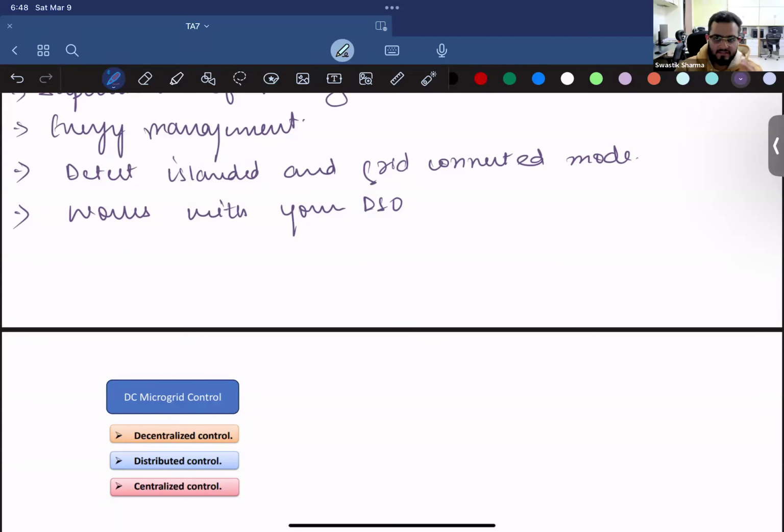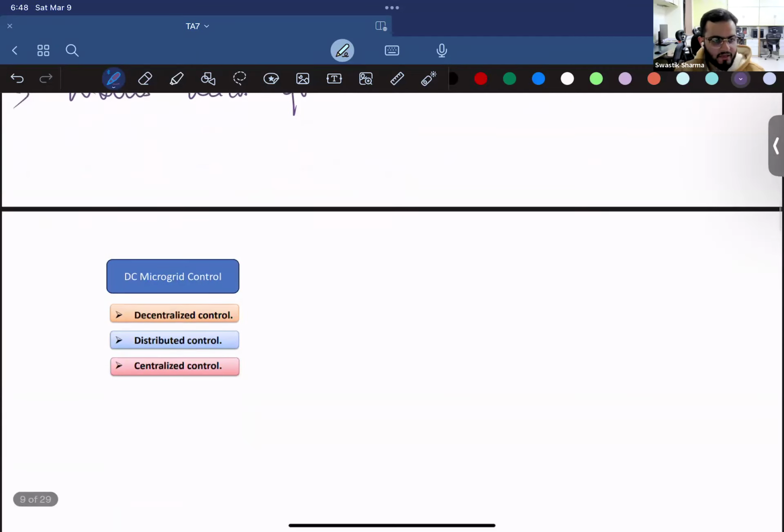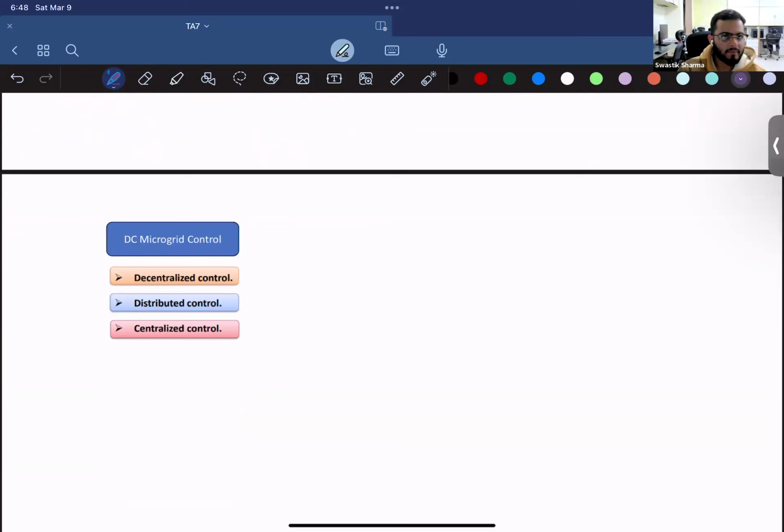Okay, so we'll discuss operation and control of your DC microgrid. As I told you, there is an absence of frequency. So if frequency is absent, there is no PF control. And if there is no PF control, how will you control your microgrid? The control that you want is control over your bus voltage, your DC link bus voltage. In this, you have different types of control schemes. One is a decentralized control, the other is distributed control, and the third is the centralized control.